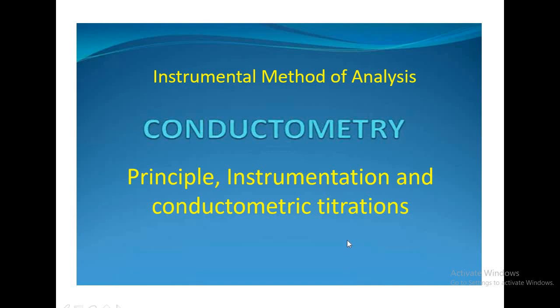In this class, let us study something about instrumental method of analysis in general and conductometry in particular. Under this, we are going to study principle, instrumentation and a few cases of conductometric titrations. In the previous class, we discussed something about colorimetry, principle and we also discussed something about colorimetric determination of copper. Assuming that whatever you studied in the previous class, you have practiced enough. Moving on to a new concept here, that is conductometry.